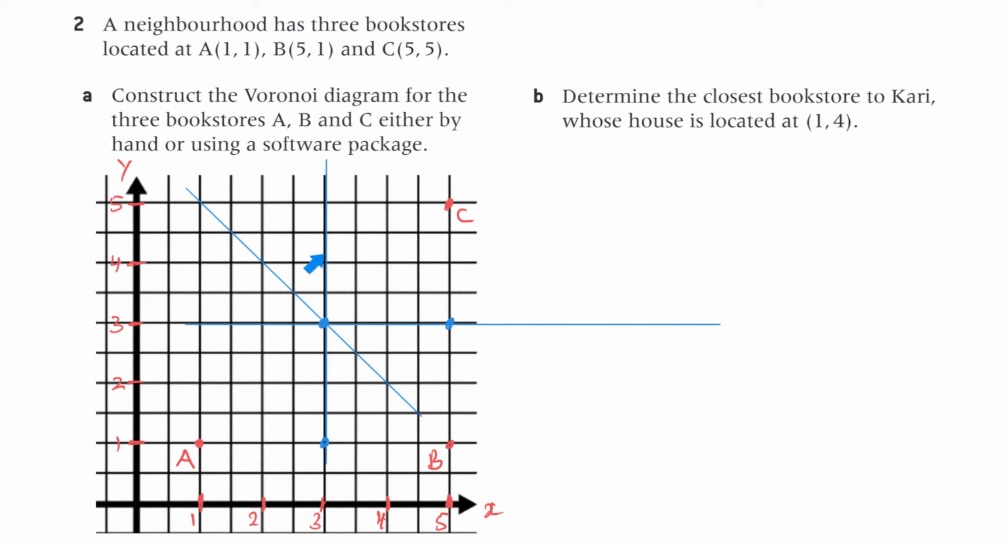We can see this region here is closer to C than it is to B, so we'll colour that in. Okay, so all of that area there, that region there I should say, is closer to C, the site C, than B. And this area here is closer to C than it is to A, so that's also purple.